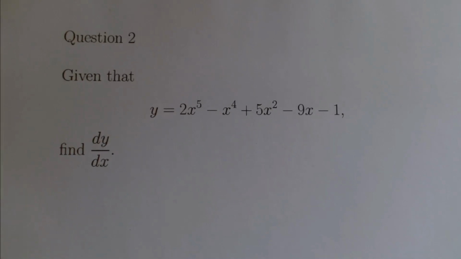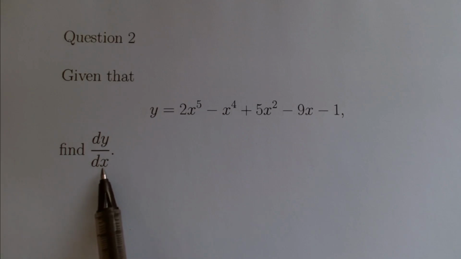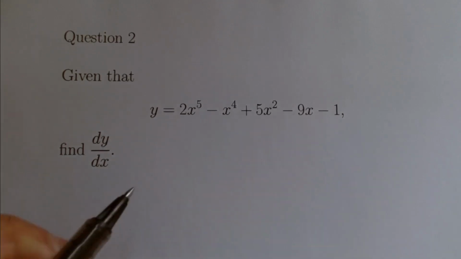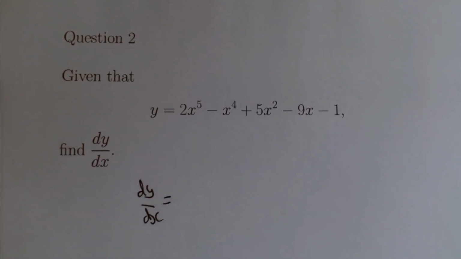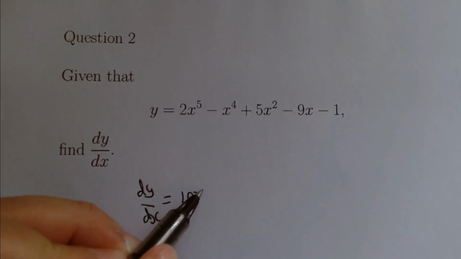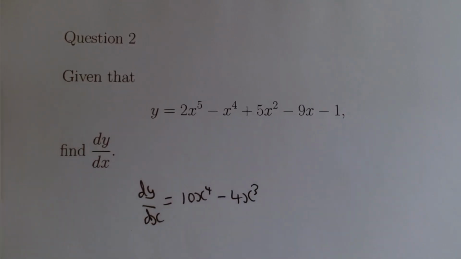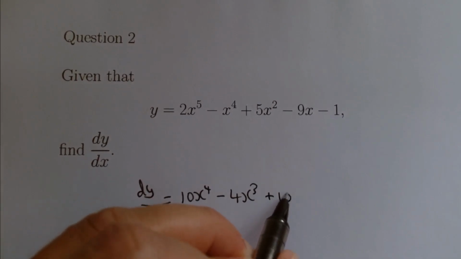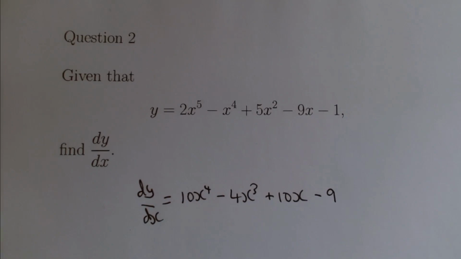Okay, question number 2. We're given another polynomial and we need to differentiate it, and we can do that term by term. So we get 10x to the 4 minus 4x cubed plus 10x minus 9.